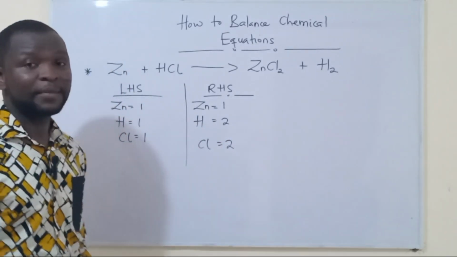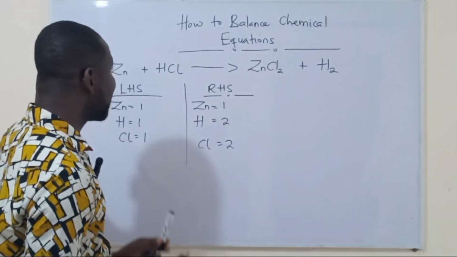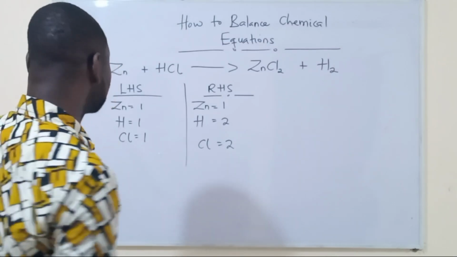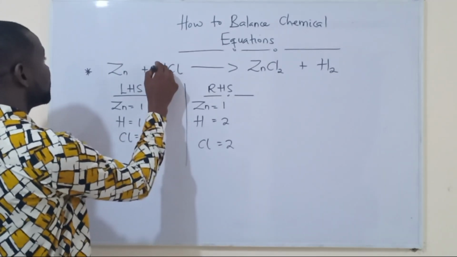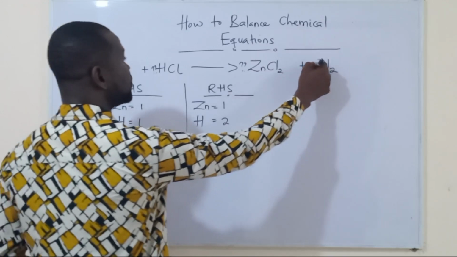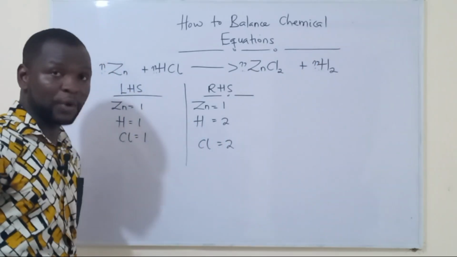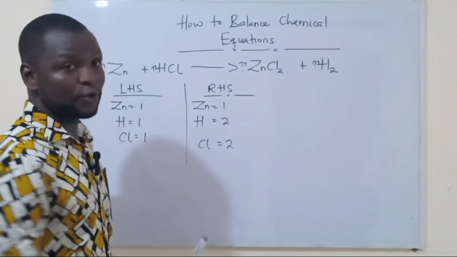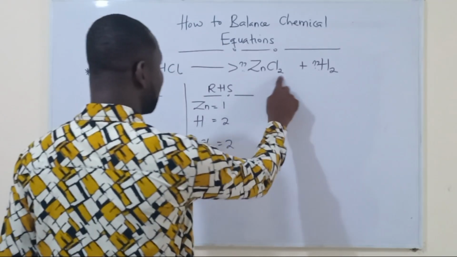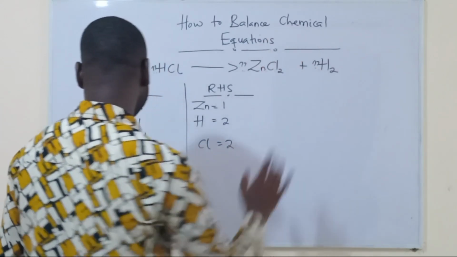Now to balance a chemical equation, the place you are entitled to write your integers to make it balance is in front of the element or the compound. So these are the places you are entitled to write the numbers that will make your chemical equation balance. You're not entitled to write inside the compound.